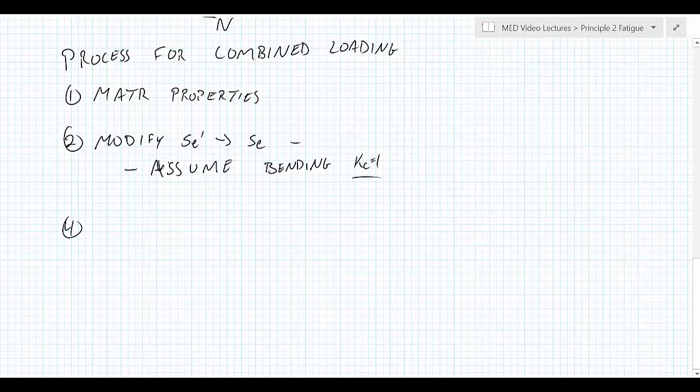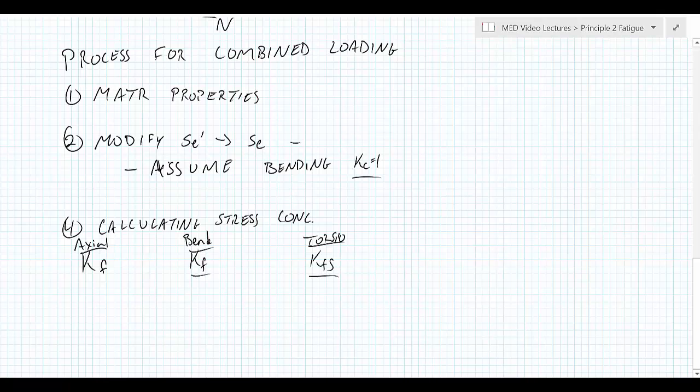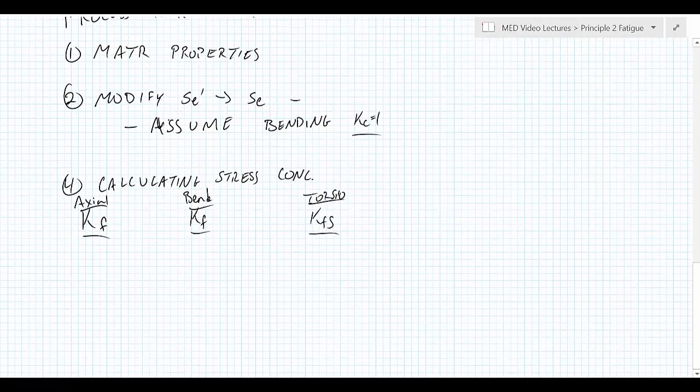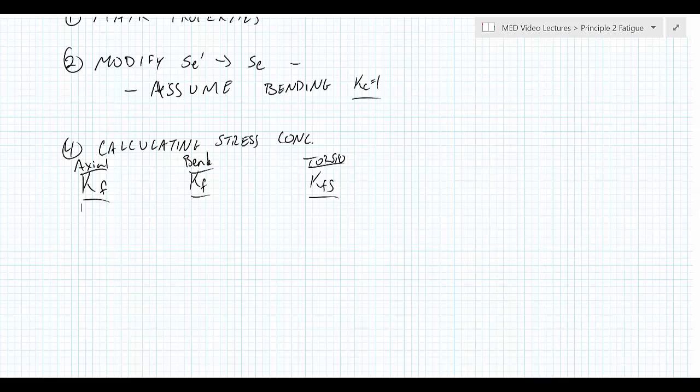Next part is calculating any stress concentrations, if they exist, calculating stress concentration factors, and we'll have to do this per loading. So we'll have, like I said, a Kf for axial. We'll have a Kf for bending. And we'll have a Kfs for torsion. That is a shear stress concentration factor. So the only difference is now we'll have to calculate 3 for each point when we're under all 3 types of loading.